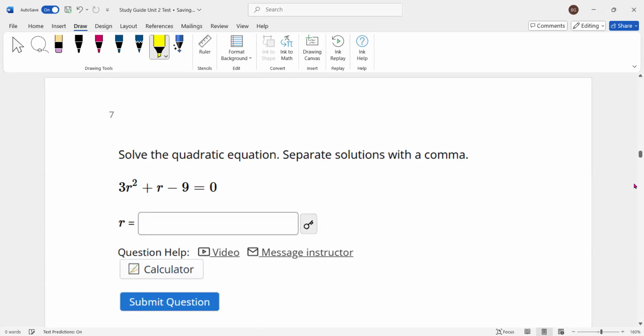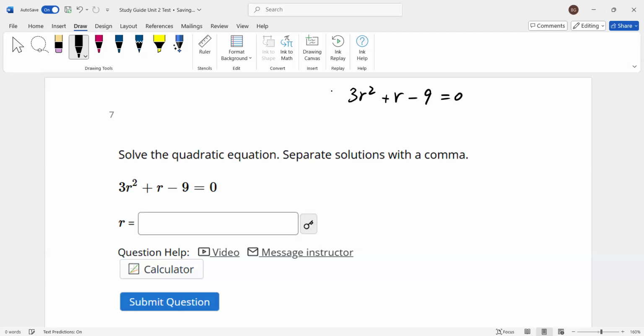Solve the quadratic equation. We have 3r squared plus r minus 9 equals 0. Solve the equation, separate the solutions with a comma. Okay, it doesn't specify which method you apply, right? So you can do a lot of different methods. When I look at this problem, 3 times 9 is 27. Factoring might not be convenient, so I'm going to apply the quadratic formula, all right?